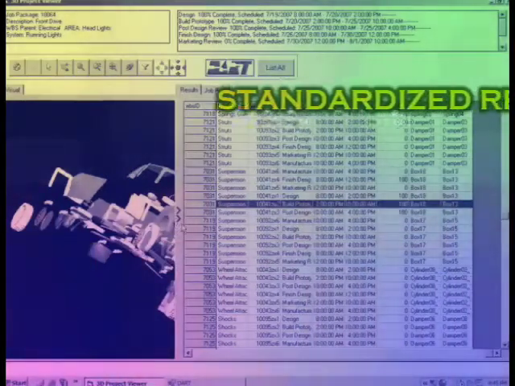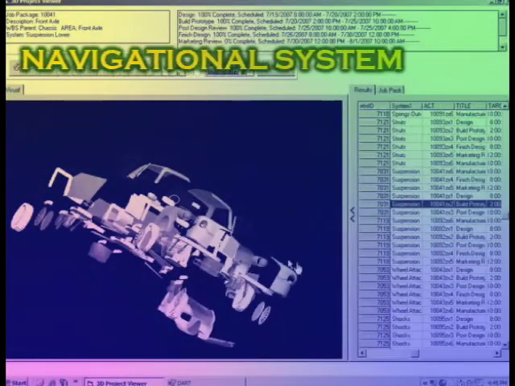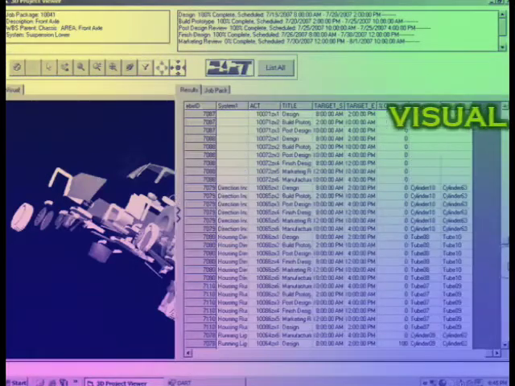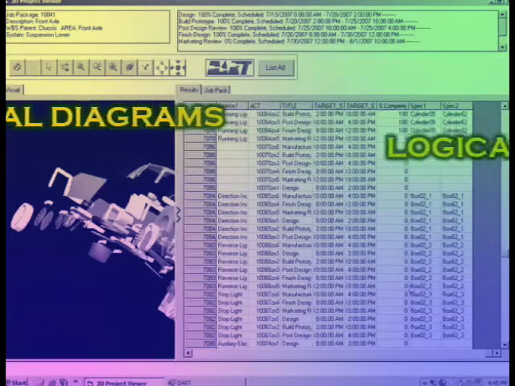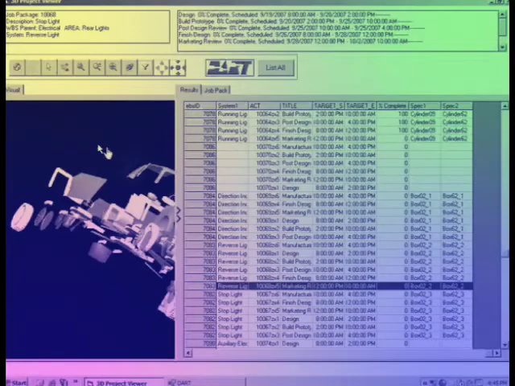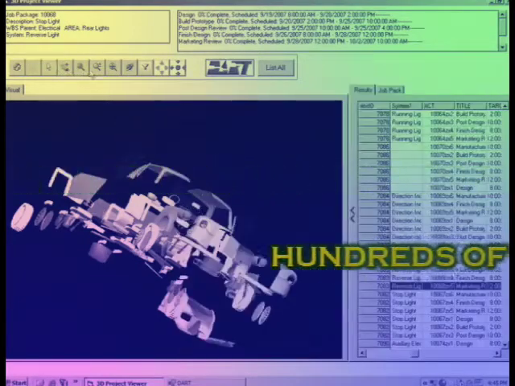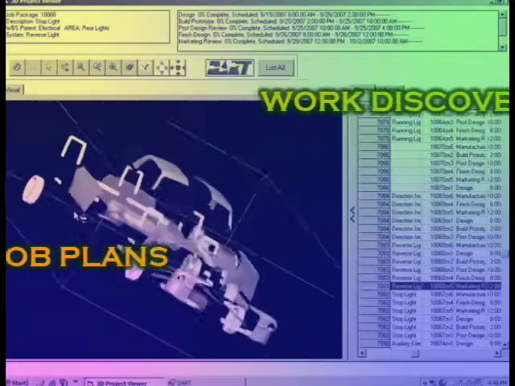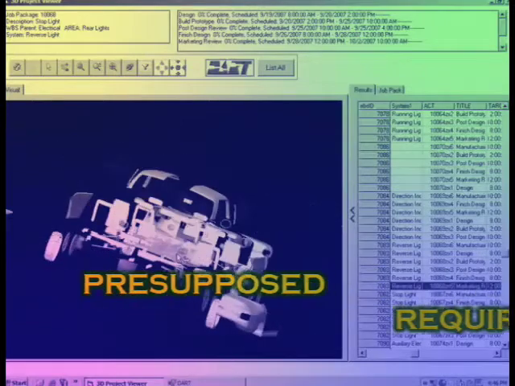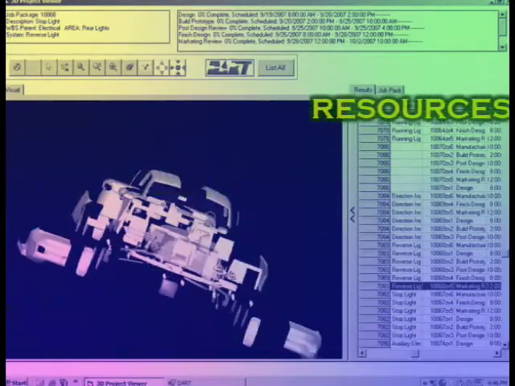This standardized repository is organized into a navigational system using a sequential series of questions, a wizard-like approach, with visual diagrams that guides its user through a logical method of problem solving and assures that each job is estimated using the same rules and criteria. The hundreds of job plans and work discovery that are parts of every turnaround can be presupposed, complete with required tasks, sequence activities, and the resources each situation demands.